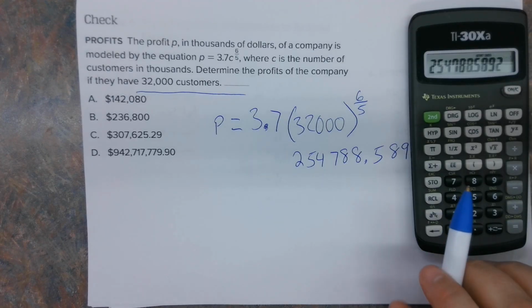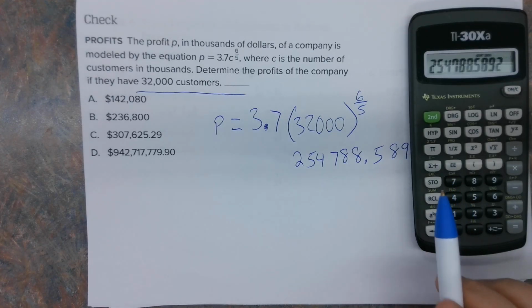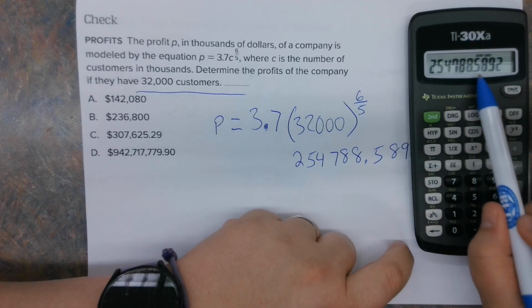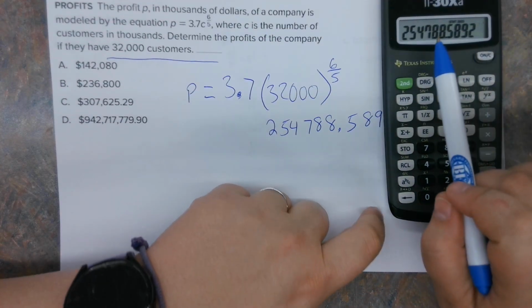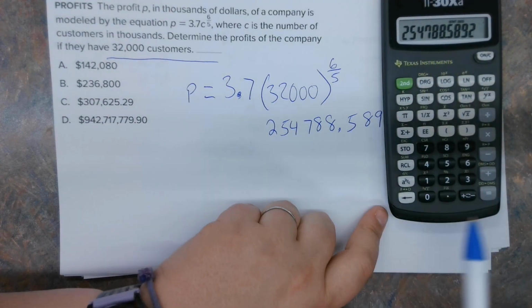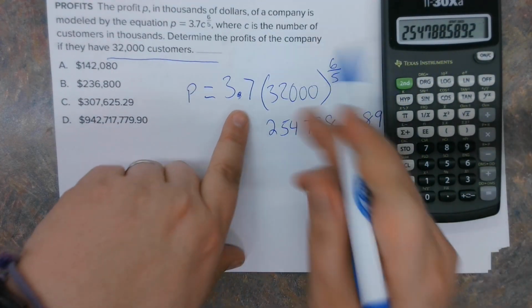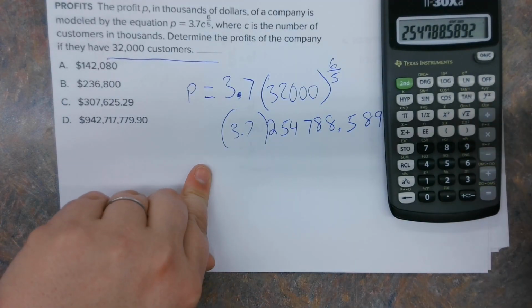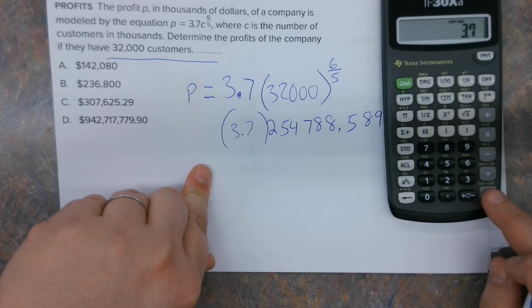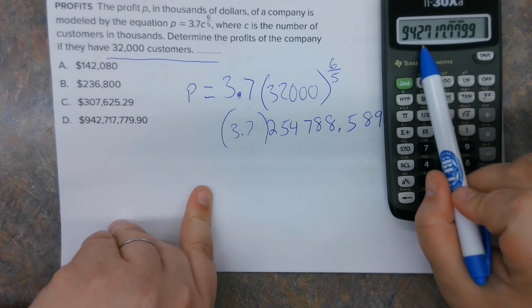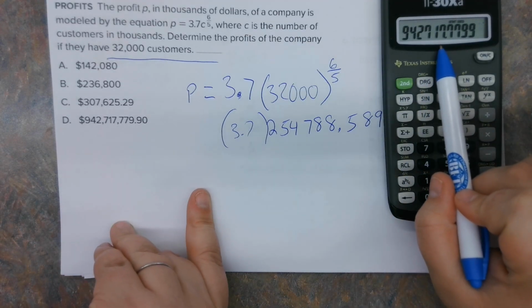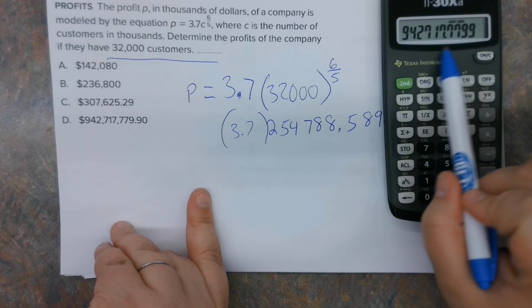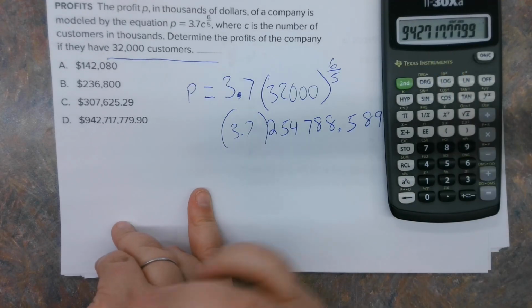Okay, let me make sure I'm not messing up here. I shouldn't be. Nope, here we go. I'm not going to press any buttons because from here I can get my answer on the calculator. I'm just going to multiply this by the 3.7. So times 3.7 equals, here we go, it is that number right there. See that big number? I did something wrong.